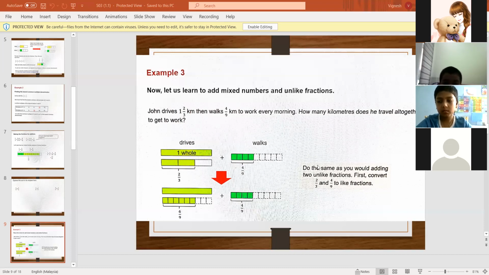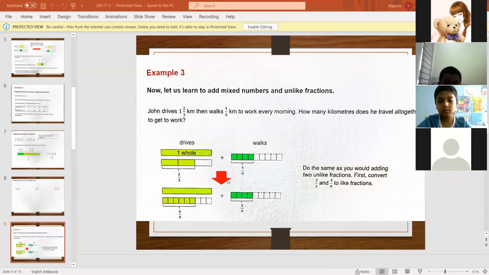Understand. Okay, do the same as you would when adding two unlike fractions. How will you do it? Usually you will convert 2/3 and 4/9 to like fractions. How? How to make this fraction? This is an unlike fraction, correct or not? Yes, it is unlike fractions, which are 2/3 and 4/9.